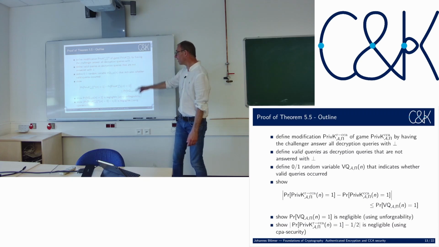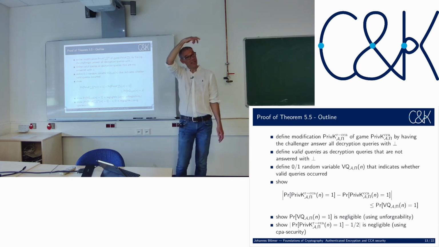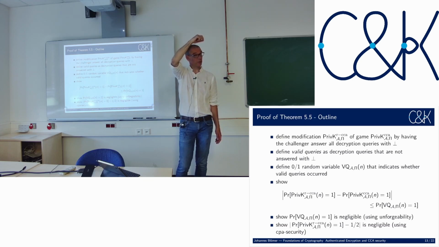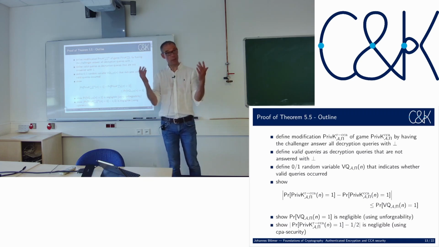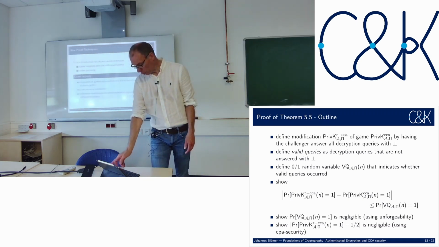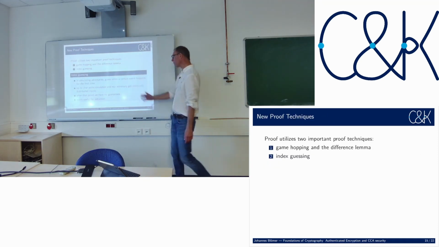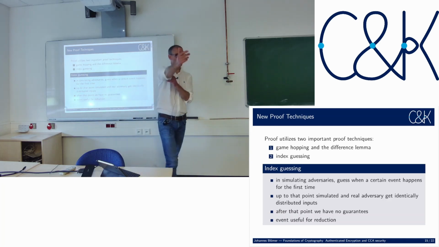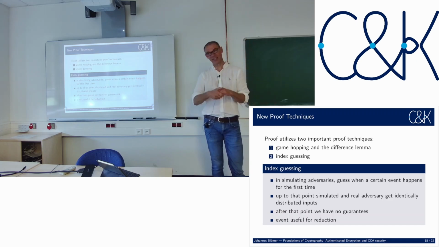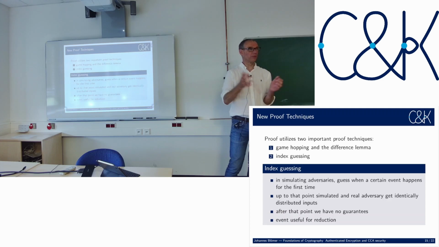But then we know that, if that event has happened, then the adversary has queried a valid decryption query. But then a valid decryption query exists. But we assume that the scheme has unforgeable encryption. So that will lead us to an adversary against the unforgeability of ciphertext, because then we have a valid decryption query. So in more general form, up to that point, the simulated and real adversary get identically distributed inputs. After that point, we have no guarantees, but the event should be useful for our reduction. In our case, the event is exactly what we are looking for, namely the forgery of a ciphertext.